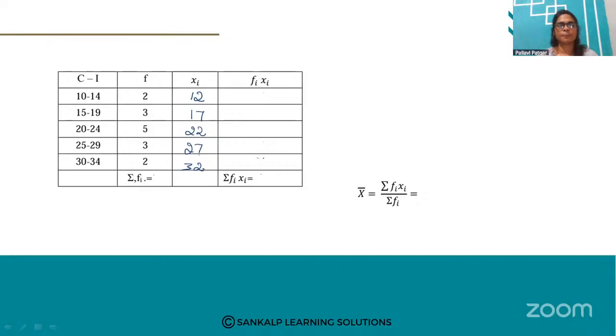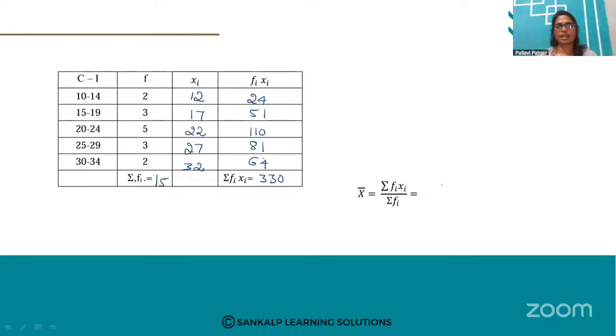Calculate the product of the frequency and class mark for each interval. So here fi into xi: 12 twos are 24, 17 threes are 51, 22 fives are 110, 27 threes are 81, 32 twos are 64. Now we find the sum of the frequency, summation fi is equal to 15, and summation fi xi is 330.